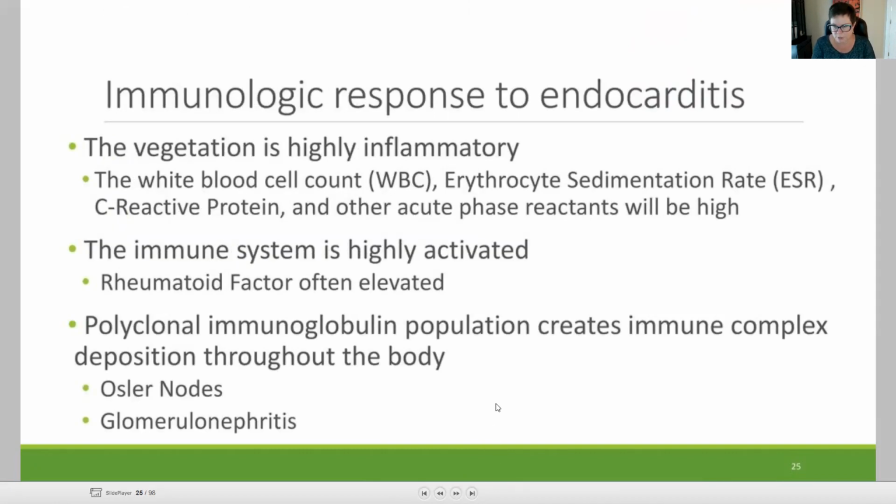The body's natural immunological response to endocarditis is obviously very inflammatory in nature. So you're going to see an elevated white blood cell count. You'll see an elevated SED rate. You'll see a positive C-reactive protein. You may see an elevated rheumatoid factor. And then this immune activation can cause these complex deposits throughout the body. Osler's nodes are often noted on the pads of digits and can be quite painful. And then you can also develop a glomerulonephritis related to these deposits of this immune complex activation.